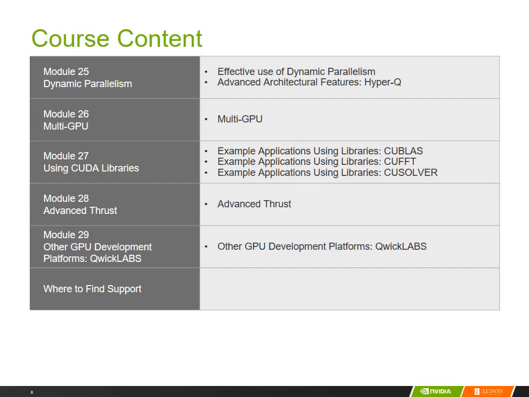And Module 29 introduces a complementary GPU development platform, which is QuickLab. This complements the primary development platform that we're using in this teaching kit, which is what we call the web GPU. So this gives a very quick but hopefully informative overview of all the modules that we're going to be including in the teaching kit.